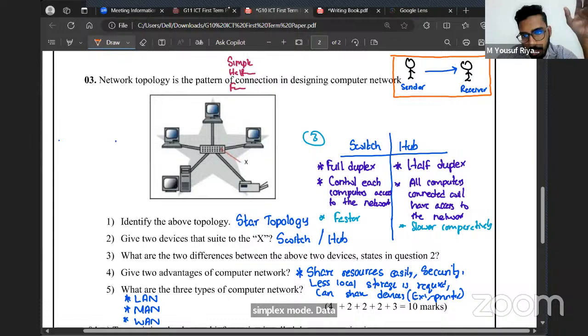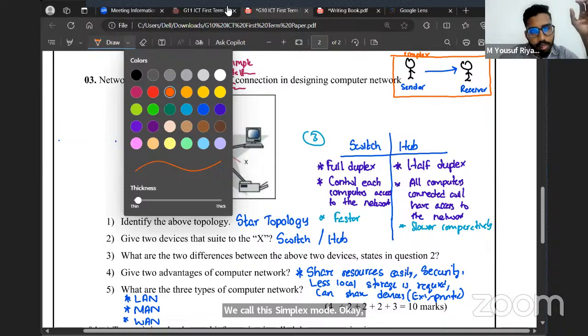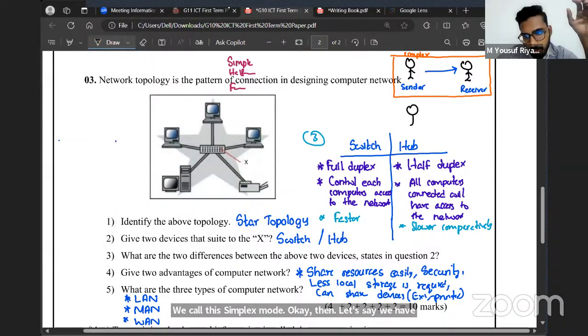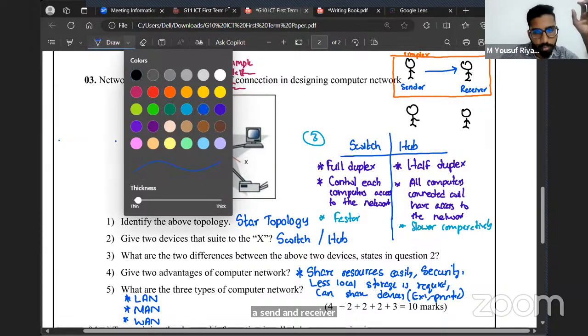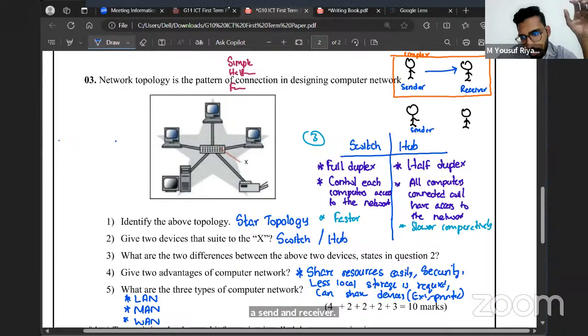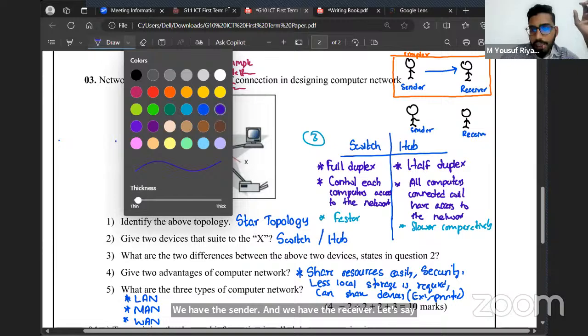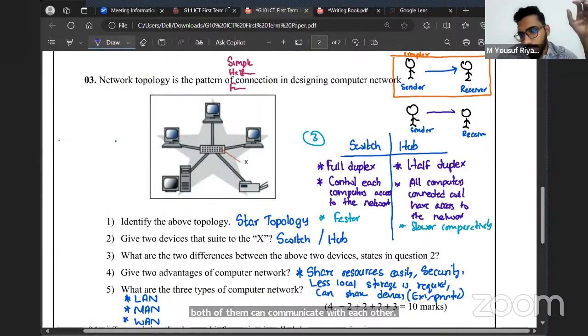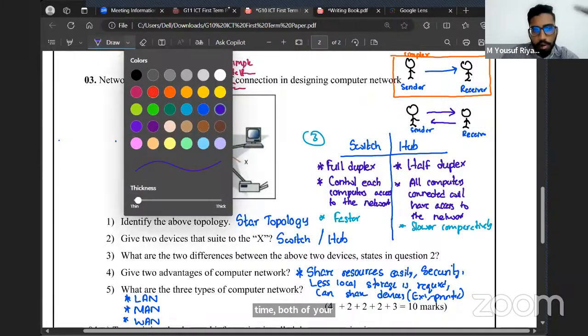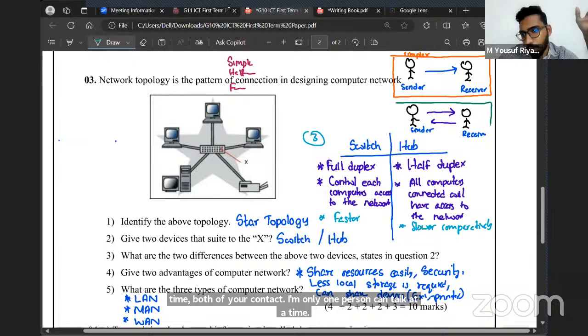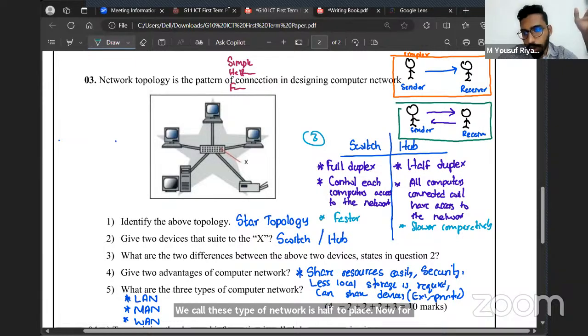We call this simplex mode. Okay. Then let's say we have a sender and receiver. Let's say both of them can communicate with each other, but there's a condition. Only one person can talk at a time. Both of you can't talk at a time. We call this type of network half duplex. For example, if you know how a walkie-talkie works, a walkie-talkie is a kind of half duplex. Only one person can talk at a time.